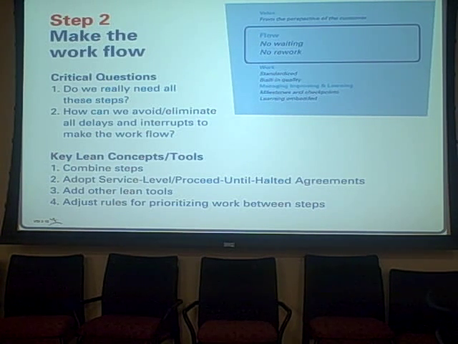The second one refers to adopting service level or proceed until halted agreements. And this one's really important. This is one where, when we start to go across our value stream, where we're jumping out of our silos and into other departments or other services processes, we need to make sure that those departments or services understand what your department's requirements are of their work.